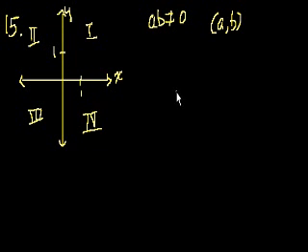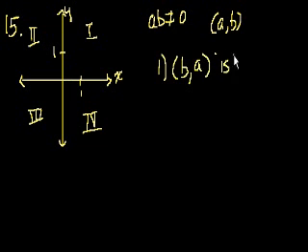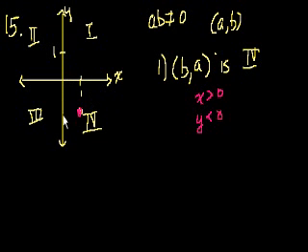Let's see. This is interesting. It says BA is in quadrant 4. So quadrant 4 tells us what? This is I think the first interesting problem we've encountered. Quadrant 4 tells us that x is greater than 0, right? Because we're on the positive x-axis, and it tells us that y is less than 0, because we're on the negative y-axis.